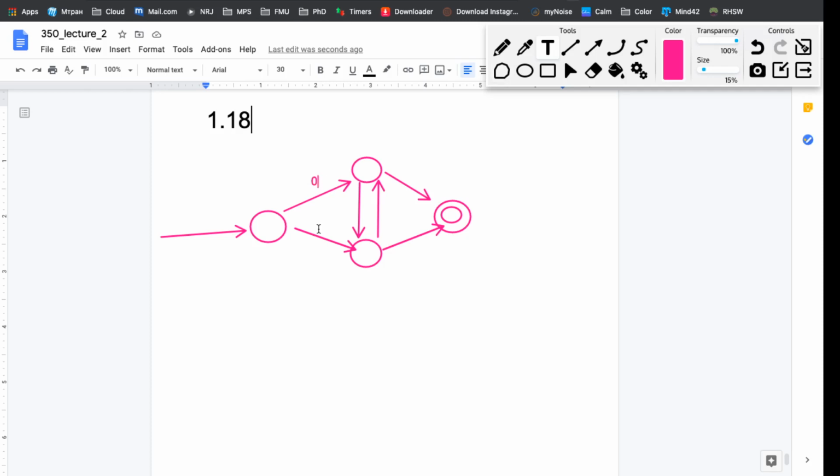So here we go on 0. That's 1. From top to bottom, we go on 1. Here we go on 0. That's our 0, and that's our 1. And this guy loops on 0, 1.